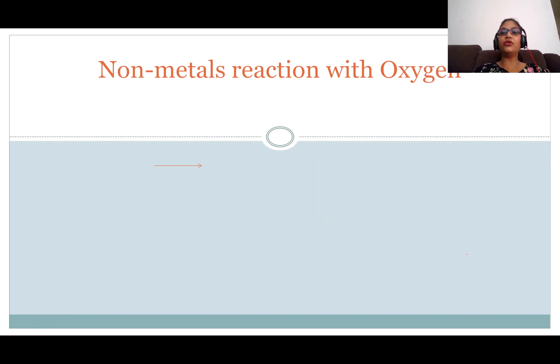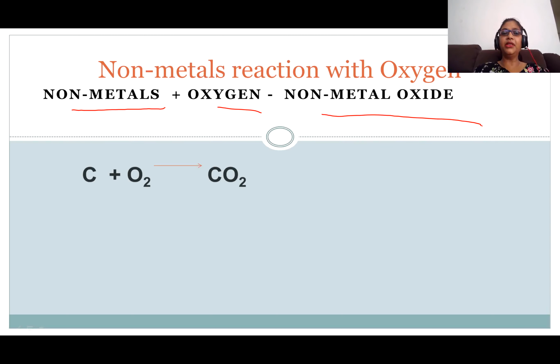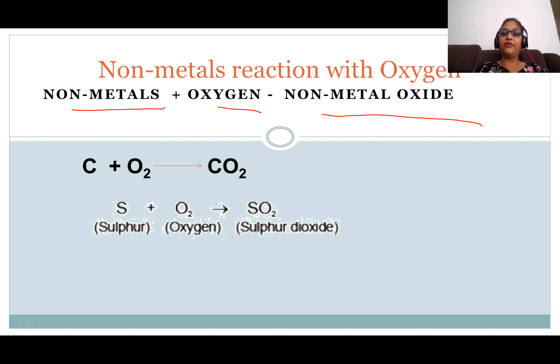Now let's move on to non-metals, and how non-metals react differently with oxygen. When non-metals react with oxygen, they form non-metal oxides. For example, if carbon reacts with oxygen, it forms carbon dioxide. If sulfur reacts with oxygen, it forms sulfur dioxide. But the reactivity differs from each other.